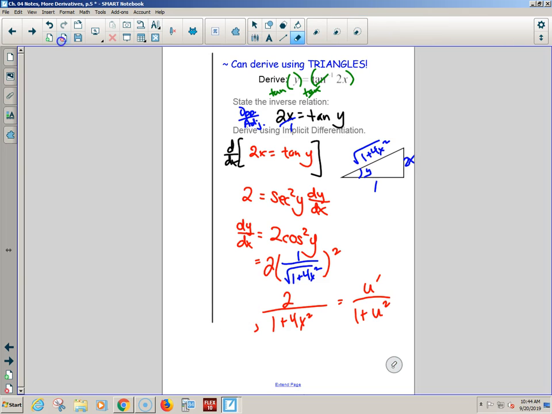Oh, tangent of 2x. I ran out of space. Tangent inverse of 2x, I apologize. The original one that we were trying to derive.